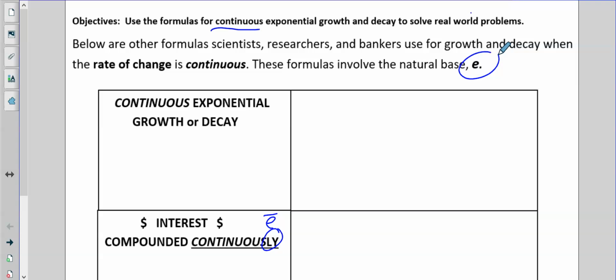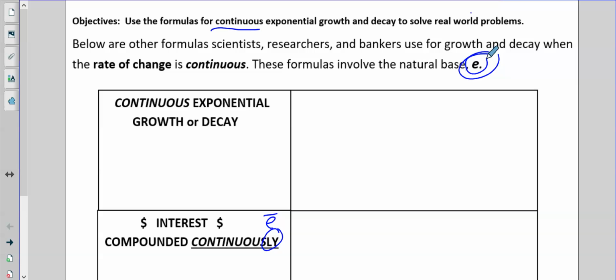And when you're having a test with all the different questions, you've got to pay attention. When you see the word continuously, you're going to use the E formulas. If you don't see continuously and you just see compounded monthly, daily, weekly, you're going to use the other formulas.